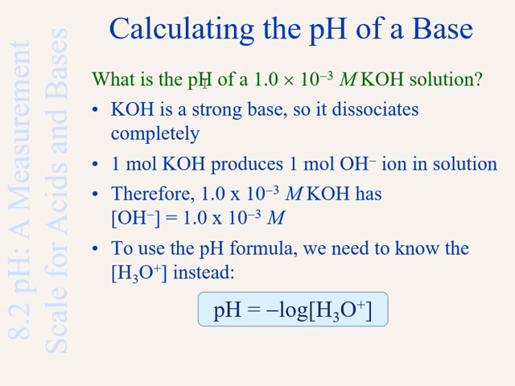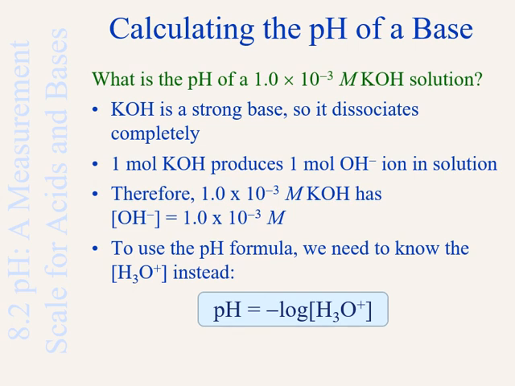Now here we have to take one more step. We are given a KOH solution, which is 1.0 times 10 to the negative 3 molar. When you dissolve this in water, you have K+ ions and OH- ions. So we have a fairly high OH- concentration, and so we should have a fairly low H3O+ concentration for water to maintain its ion product. So what is the pH of this solution? First we have the OH- concentration.